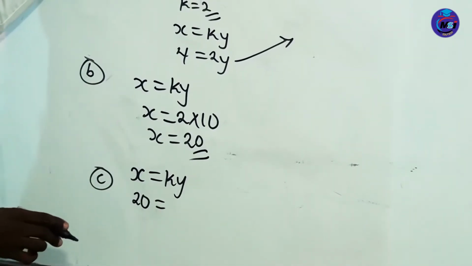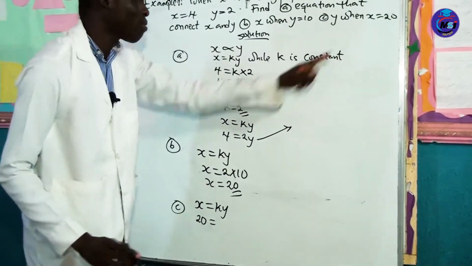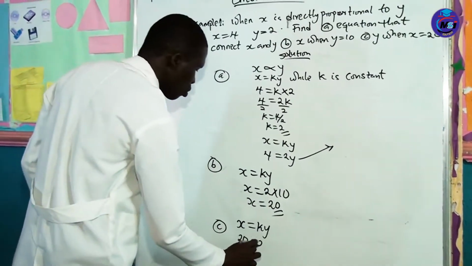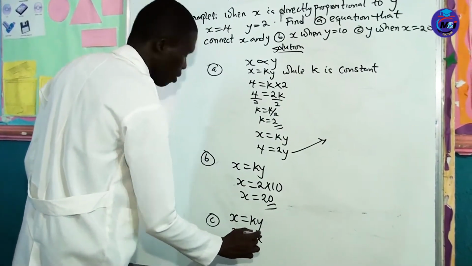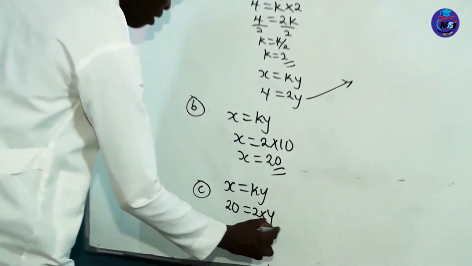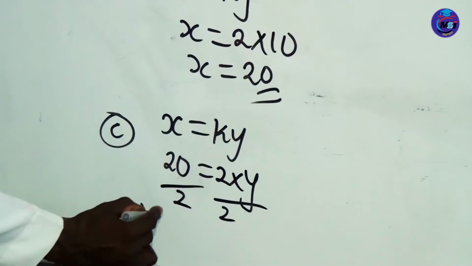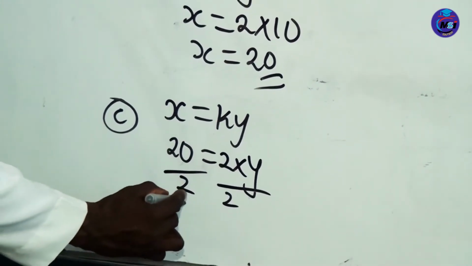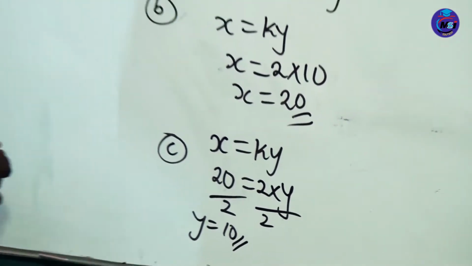X is no more 4 because this is what we are doing. This is what we are finding. Okay, k is 2 and y is what we are looking for. So you divide this by 2, divide this by 2. Y will give you 10 divided by 2 will give you 10. I believe you understand this.